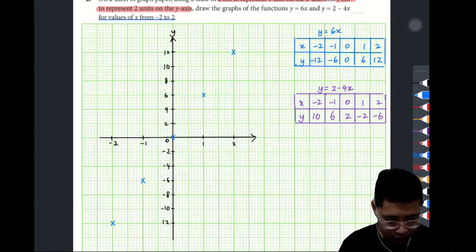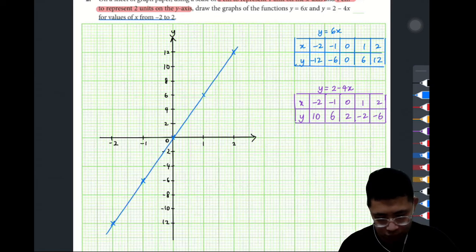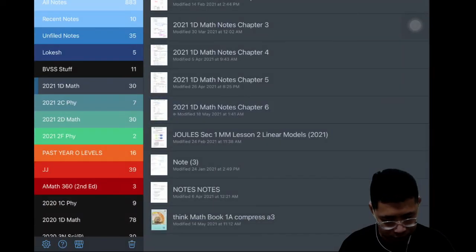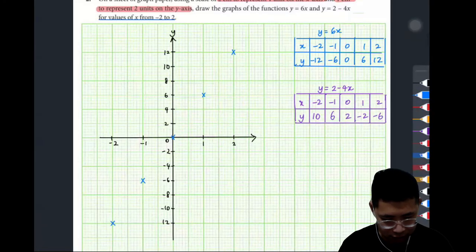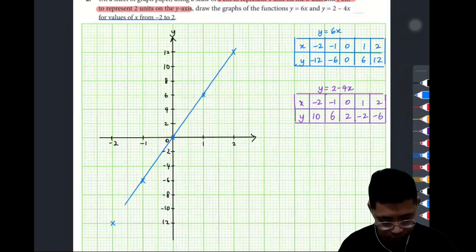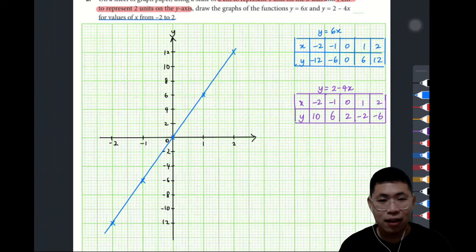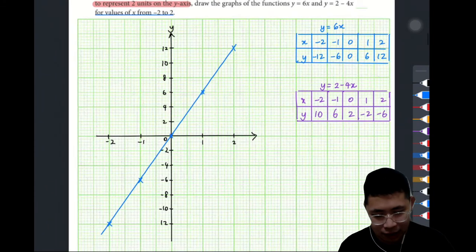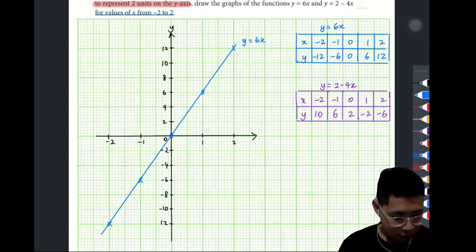Nice looking straight line over here. Okay, ready, get set, go. Okay, not nice. Ugh. Okay, this looks better. Then the purple one, oh wait, label first, so y is equal to 6x, 6 times x. Now let me do the purple one.